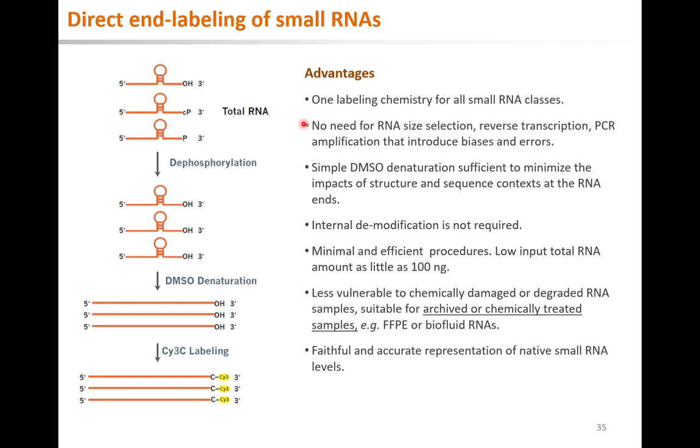quantification errors. Simple DMSO denaturation is sufficient to minimize the effects of local RNA structural effects and distance differences on end labeling at the ends. Internal RNA modifications do not affect the enabling. Internal demethylation is no longer required. Minimal and efficient sample manipulations in the workflow.